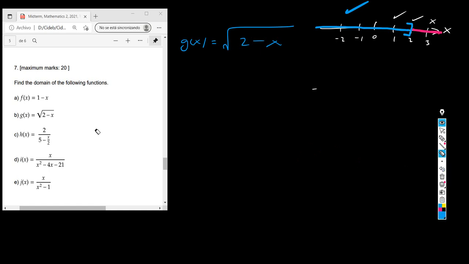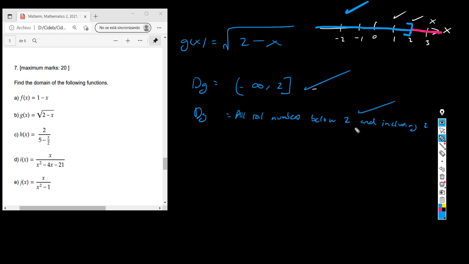The domain will be then the following. The domain of g is all the numbers from -infinity up until 2, including 2, like this. Or I can also write all real numbers below 2 and including 2. See, I often tell you that there are many ways you can specify a domain, and each of these ways is perfect.